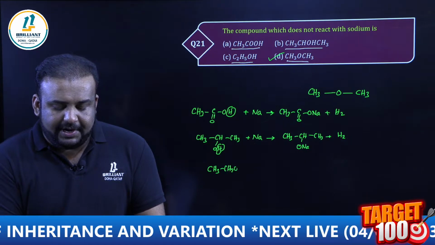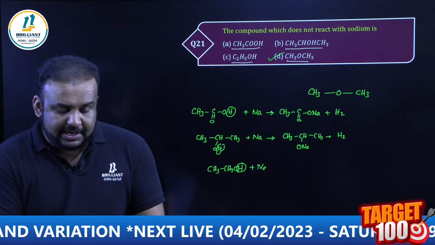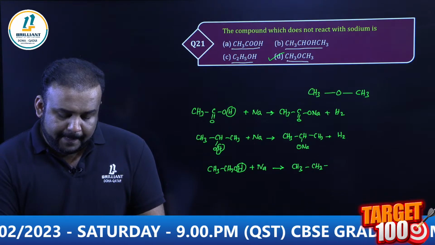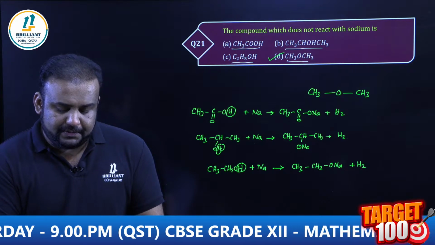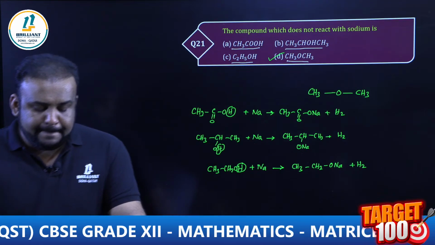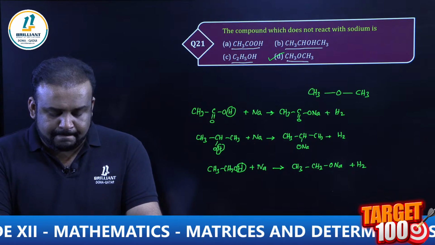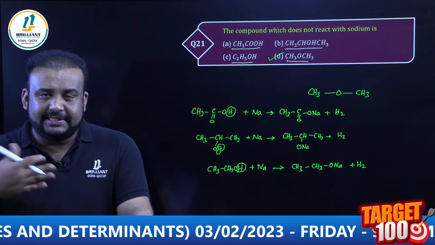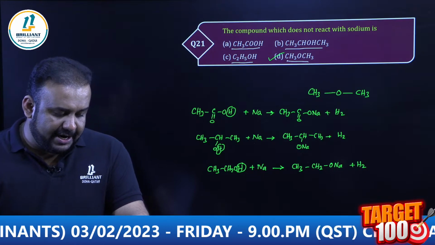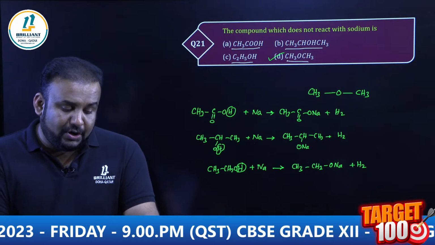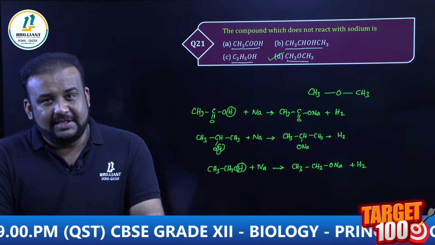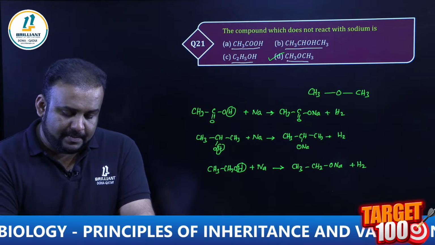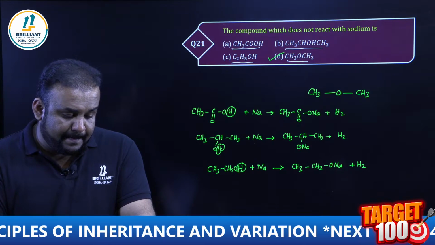C2H5OH, CH3CH2OH. Again, this is ethanol. It has an active hydrogen. So you will have CH3CH2ONa plus H2. Is it clear? So here, primary alcohols will be more reactive with sodium than secondary, than tertiary, based on the stability. So D does not react. D is an ether, it does not have active hydrogen. I hope that is clear to everyone. Any doubts in that? Okay, great.